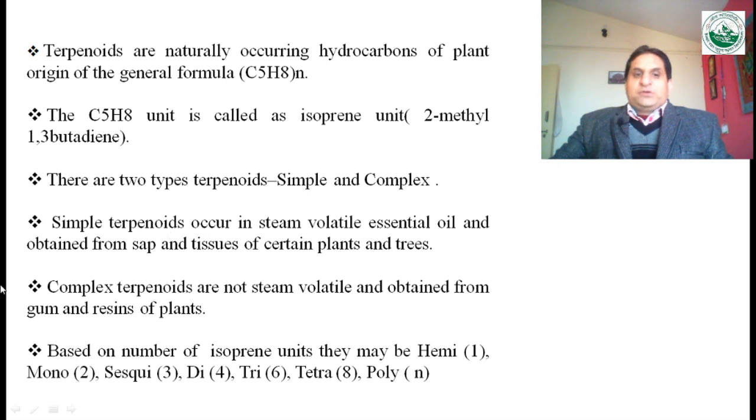Simple terpenoids occur in steam volatile essential oils and are obtained from the sap and tissues of certain plants and trees. Whereas complex terpenoids are not steam volatile and are obtained from the gums and resins of the plant. So this is the difference between simple and complex terpenoids.